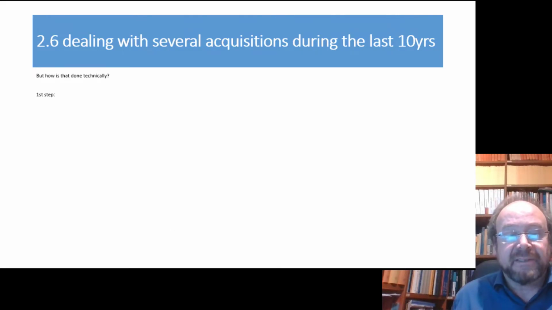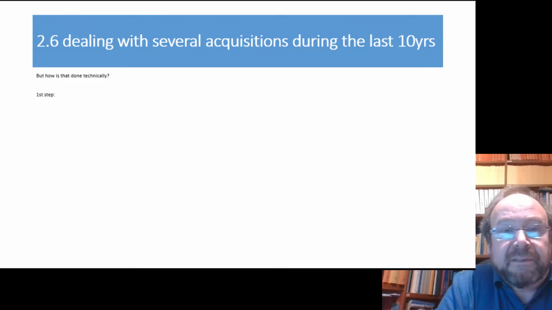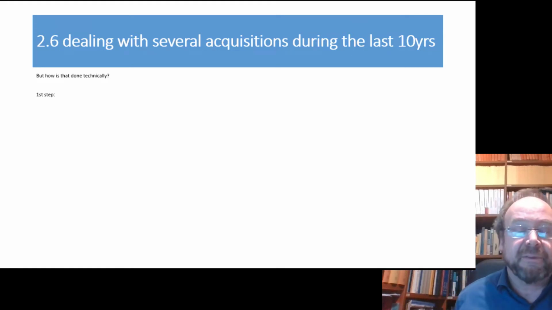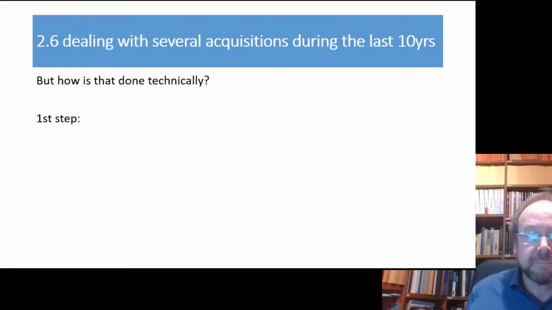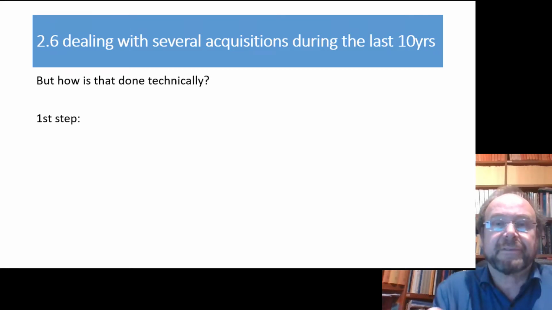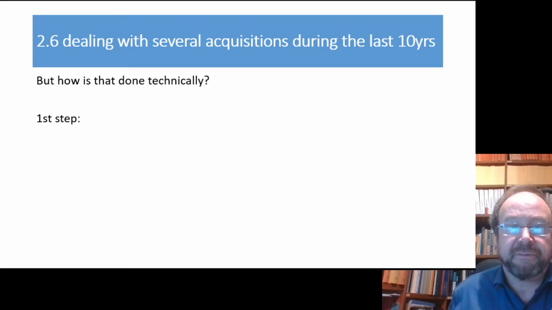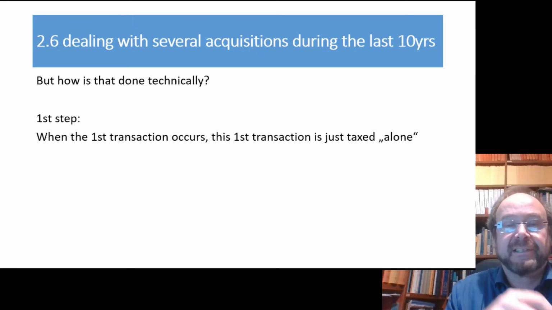How is it done technically? Well, the problem is that when you begin with the first time, you can't really say that you begin just by taxing the full million because you don't know about the full million. So you need to look for another way to deal with the matter. So the first step here is naturally when the first transaction occurs, you have no other idea. You only know about the first transaction, so this is just taxed alone.